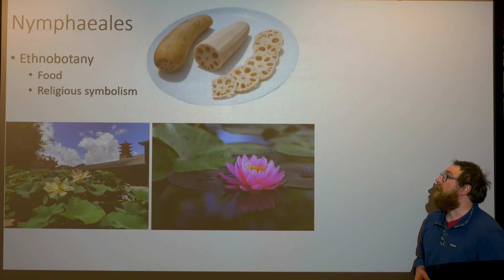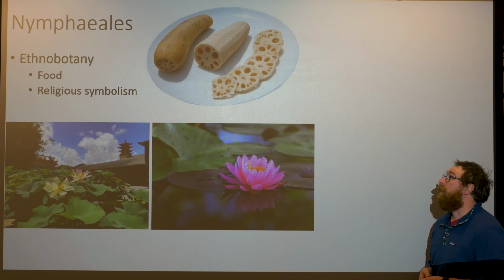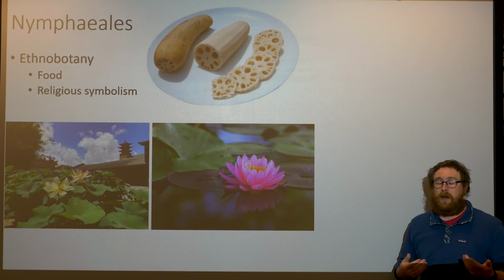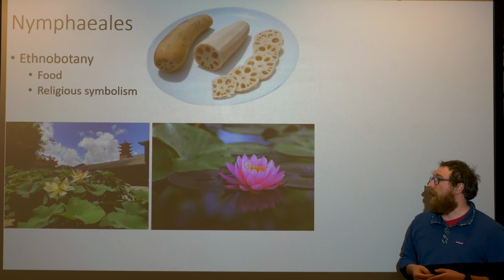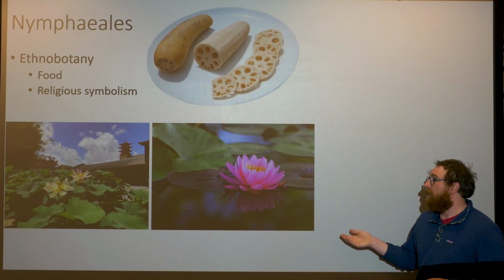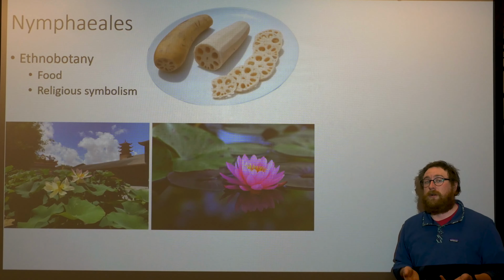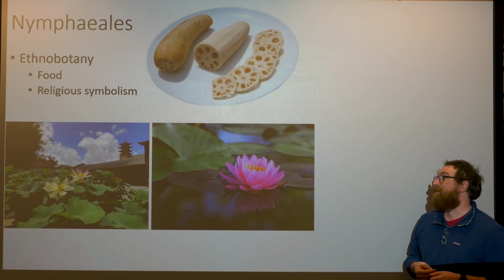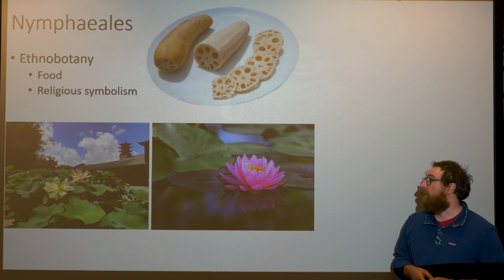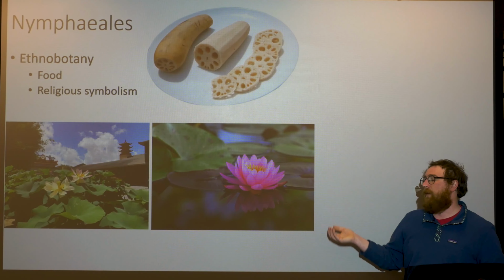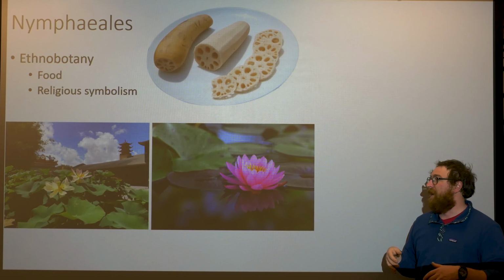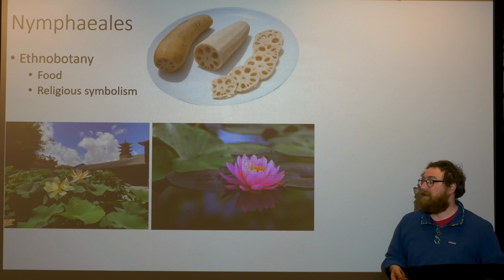And ethnobotanically, this group is a very interesting group. Water lily roots are consumed, especially in Asia, and are a common starchy food source. But they also have a lot of religious symbolism too, especially in Asian religions like Buddhism, where they represent a rebirth from these muddy waters up into the breathable blue atmosphere.